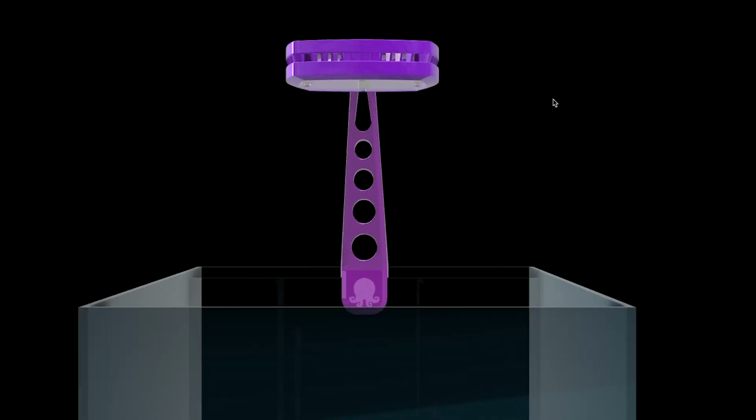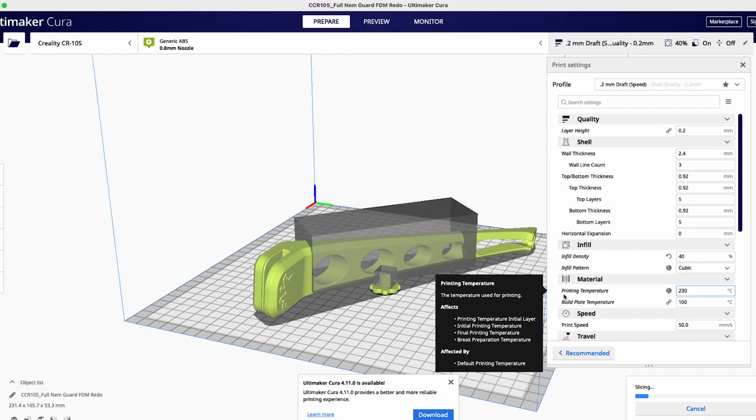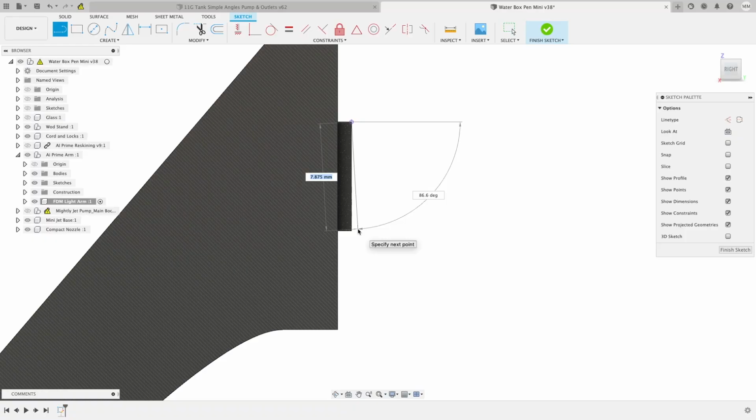So one of the other things that is super important about this mount is that I had to take into account the flex. This is going to be printed in plastic, but it is plastic, so it is going to flex. And to account for that flex, I had the AI Prime set to where it's angled 4 degrees up. So once that plastic is put under tension, it'll bend ever so slightly, and then it will allow for about 4 degrees of flex to sit perfectly flat and level over the tank.